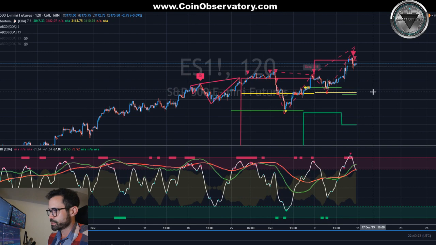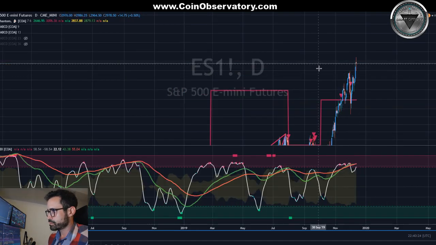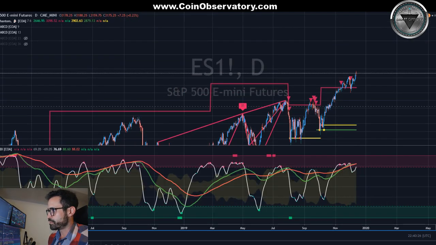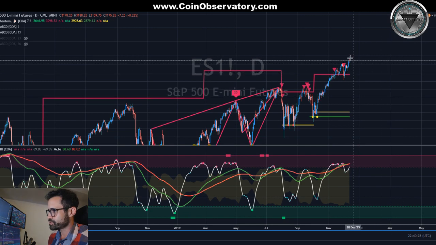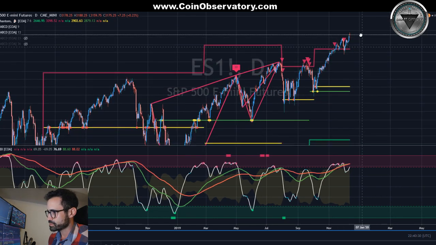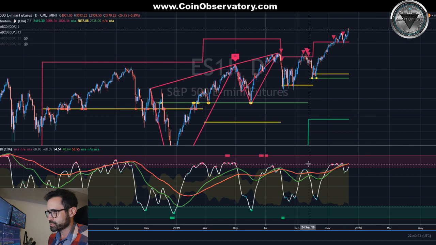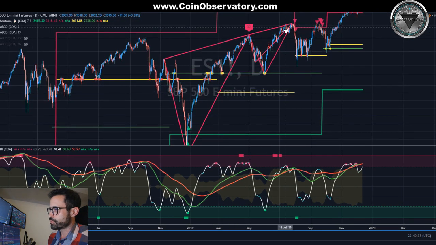Now on the daily, it's way above Phantom, right? Somewhat of a shooting star. But let's stick to these strategies. Look at that perfect execution over here. Short, right? We had XABCD scanner say short, right?